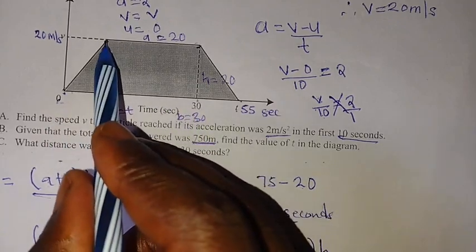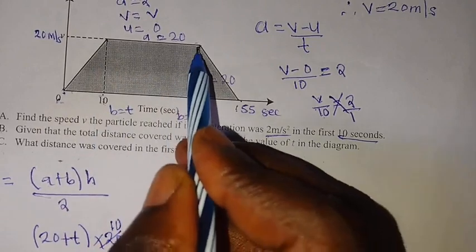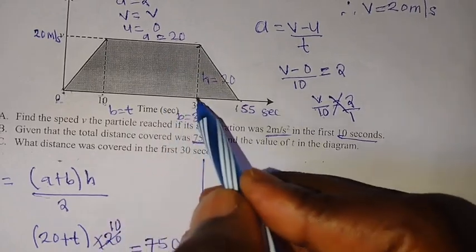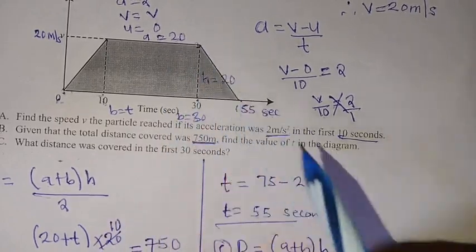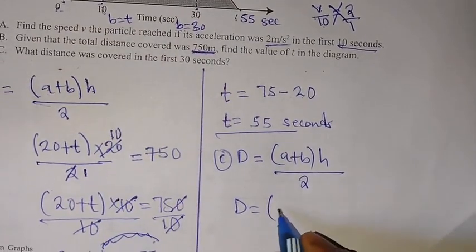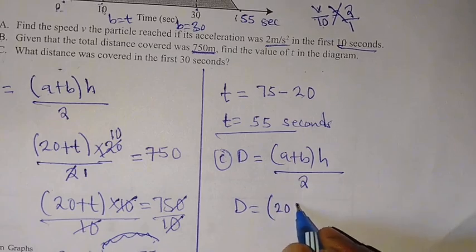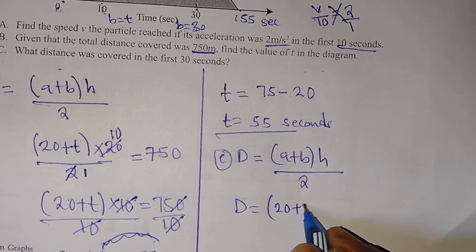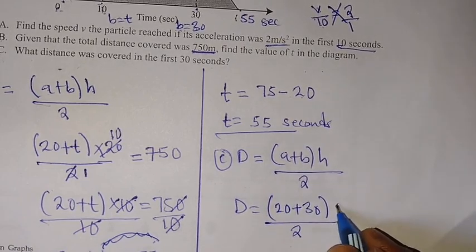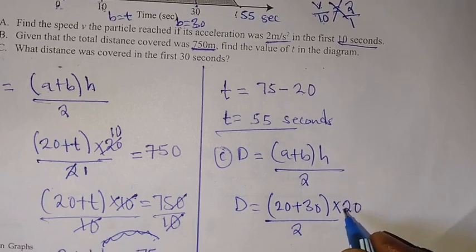Now for A, it's between this time interval and this one. So 30 minus 10, the A will remain a 20. For height, it is the same from here to here, which is a 20. So I'm going to substitute those values. Where there is A, we'll put a 20 plus where there is B, we are going to put a 30 over 2, times where there is height, we put a 20.